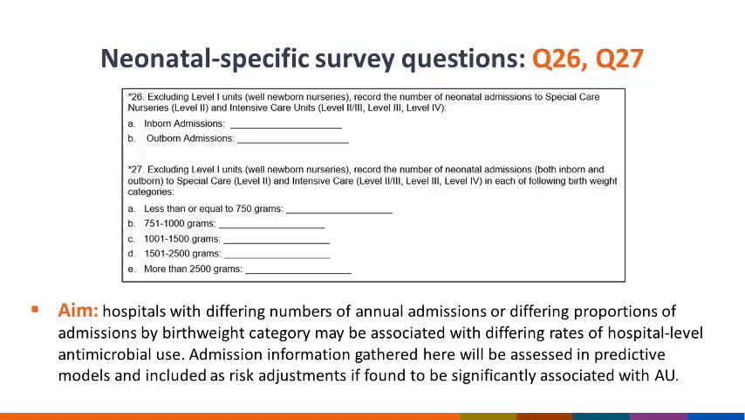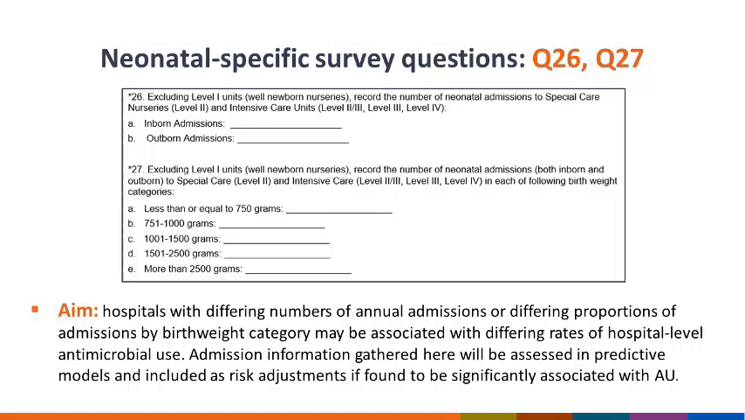So hospitals with newborn nurseries but no special care nursery or NICU would enter a 0 for each portion of these admissions-related questions. And for hospitals reporting admissions information, the sum of A and B in question 26 must equal the sum of A through E in question 27.